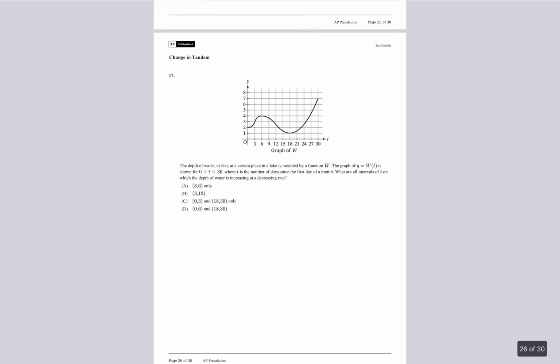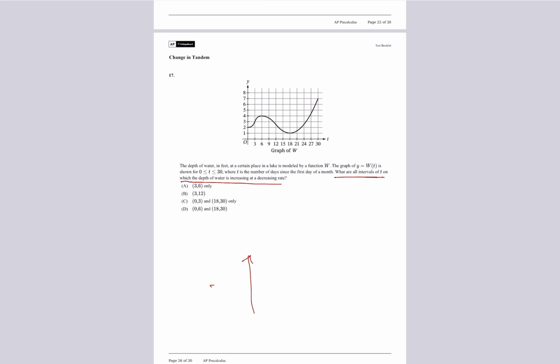Okay, moving on. Question number 17. The depth of water in feet at a certain place in a lake is modeled by the following function. The graph of y equal to w of t is shown, where t is the number of days since the first day of a month. What are all intervals of t on which the depth of water is increasing at a decreasing rate?